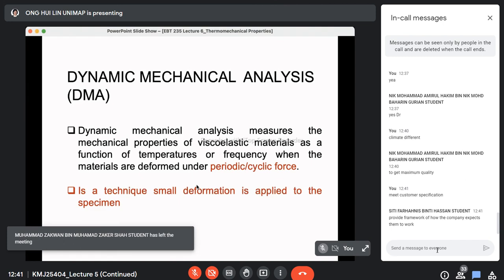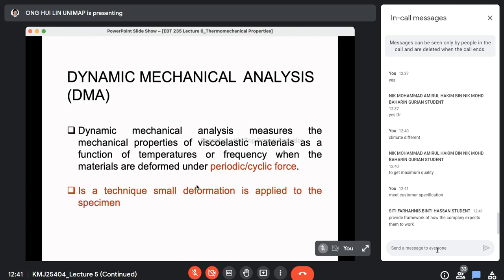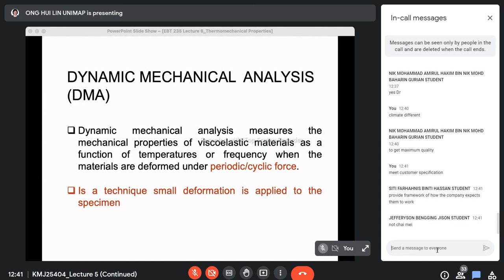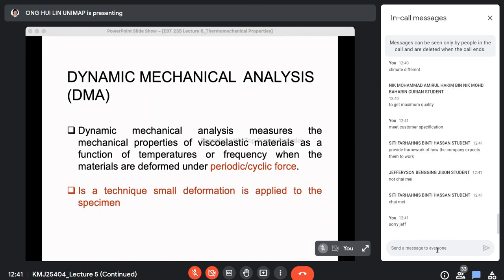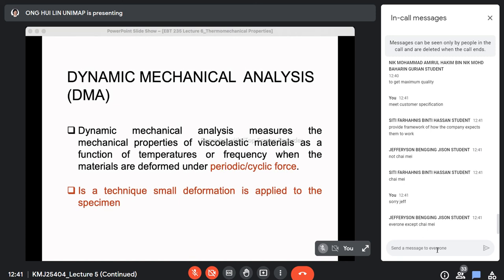Okay, this is good, this is what you have learned. Provide a framework for how the company expects. Okay, whose answer is more relevant and makes sense, Chai Mei's answer or Hanis's answer? Jeff, whose answer do you think is better? Chai Mei. Okay, Chai Mei gave a good answer over everyone except Chai Mei.